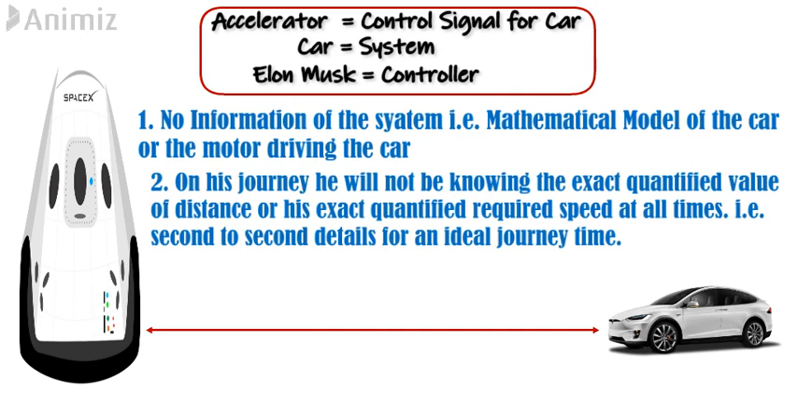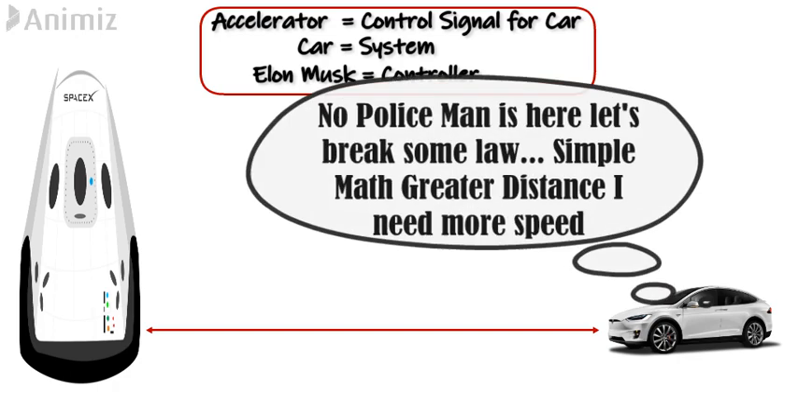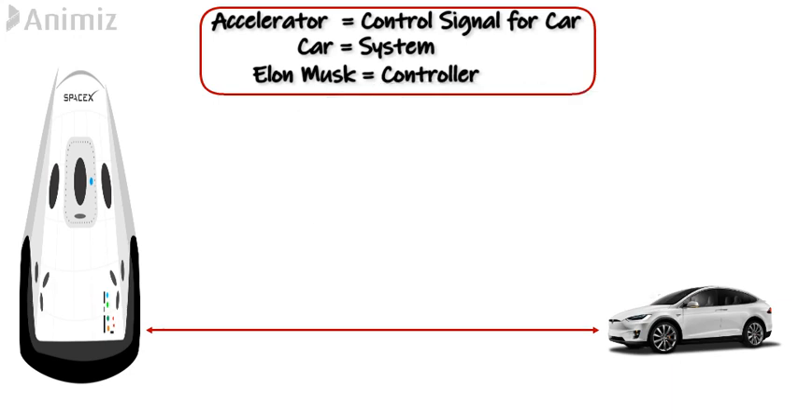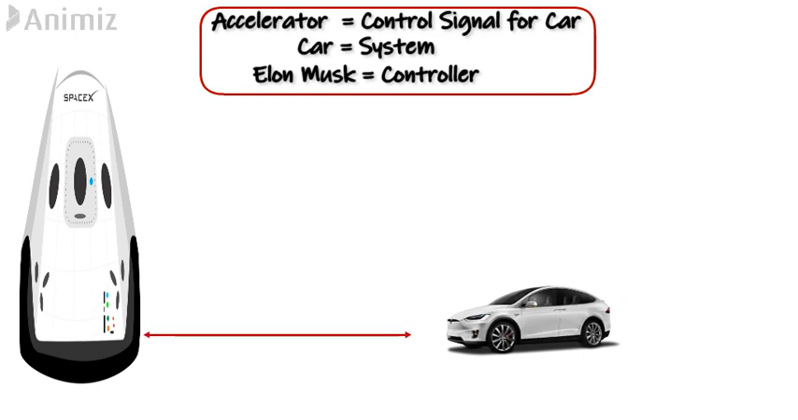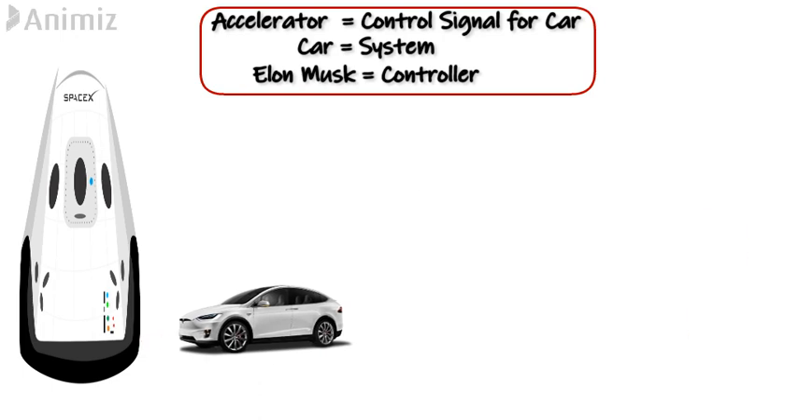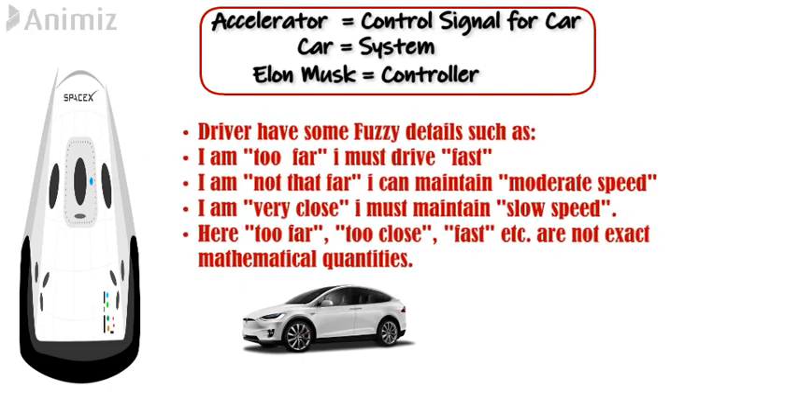From our day-to-day experience, we know that he will succeed because we can see this in day-to-day life. Even though all the details he had were fuzzy, he will still succeed. How? Because on his way, the process in his mind was something like this: okay, now I am too far from SpaceX, I must drive with high speed. Okay, now I am near SpaceX, I must maintain less speed. Okay, now I am too close, I must start decreasing my speed further. That's not a very good impression of Elon Musk, but still. So these are the things running in his mind.